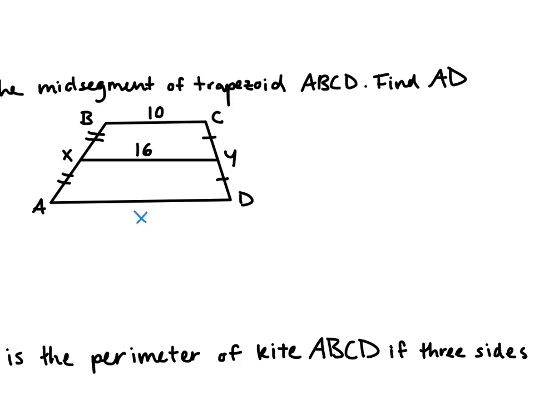What's our formula to find the midsegment? You add the top and the bottom, so the top plus the bottom, 10 plus x, divided by 2, and that's going to be equal to our midsegment. Here it gives us a number for our midsegment, which is 16. So now we just have to solve this equation. I just plugged all the numbers we had into the formula and got an equation. Now we just solve for x.